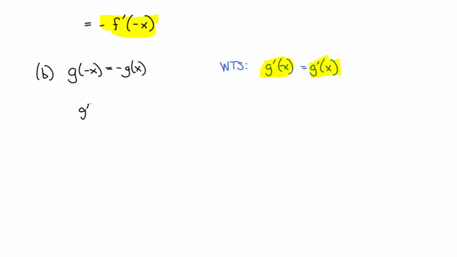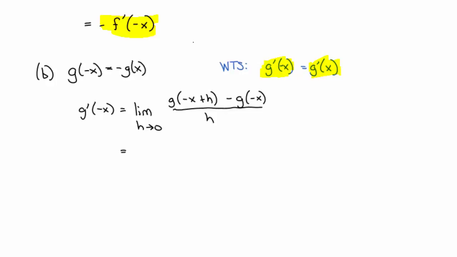Okay, so g prime of negative x. Well, that's defined to be the limit as h is approaching 0 of g of the opposite of x, and then plus h, minus g evaluated at the opposite of x, all over h. That is g prime at negative x. And remember, we want to show that this is g prime of x. So what I'm going to do is, since we know that g is odd, I'm going to factor a negative out of both of those functions.